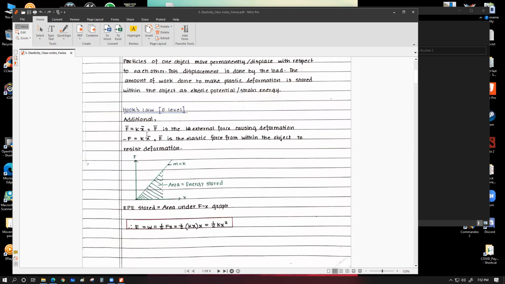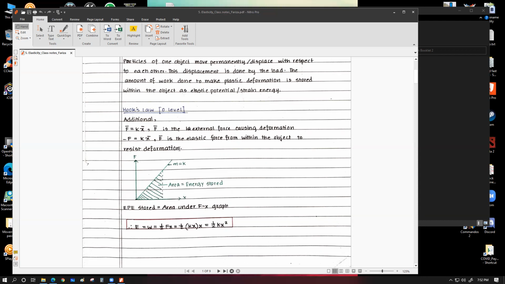Whenever we are considering the external force, the direction of F and the direction of deformation are both the same. That's why there is the minus sign over here. But if we use minus F equals kx, this F is the elastic force from within the object to resist deformation. You need to understand that whenever we apply some force on an object for deformation, the object, because of its elastic properties, will resist that deformation, which means the object from within itself will produce a certain force to oppose the deformation that we are trying to cause.